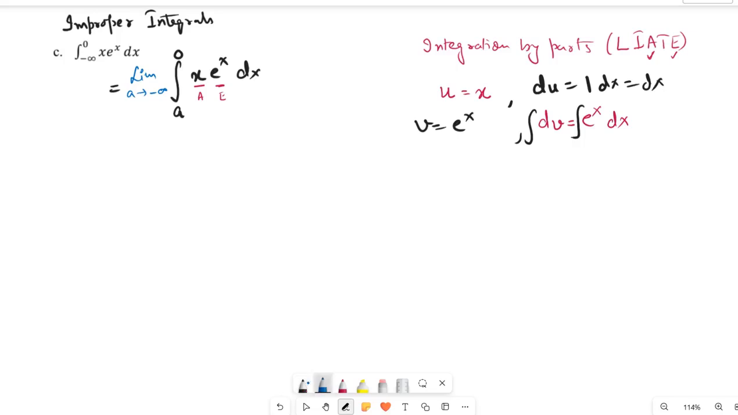Our formula for integration by parts is the integral of u dv equals uv minus the integral of v du. So let's write this down. We need to keep writing the limit.